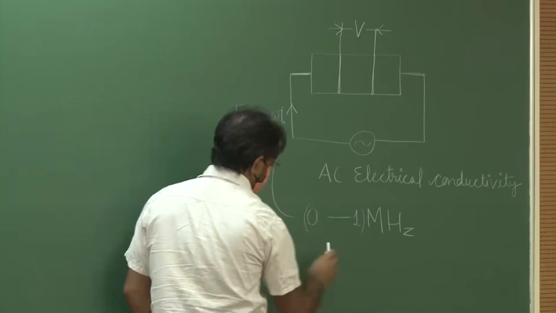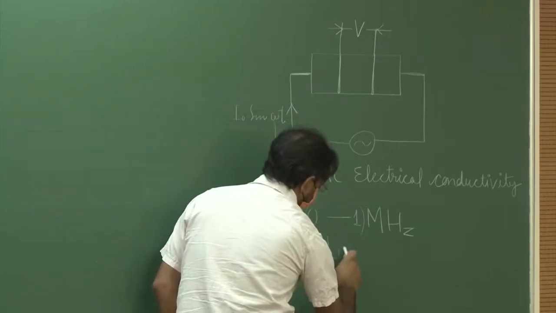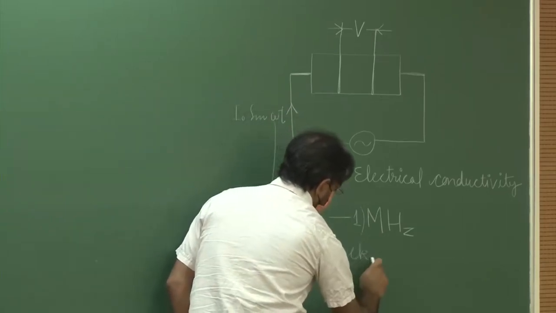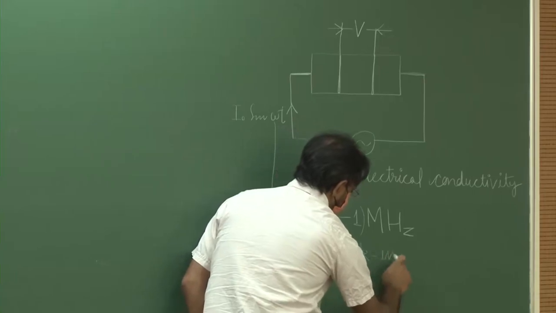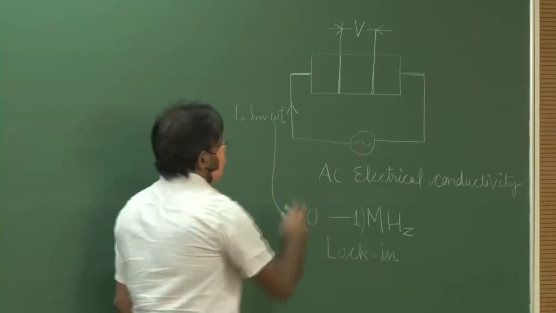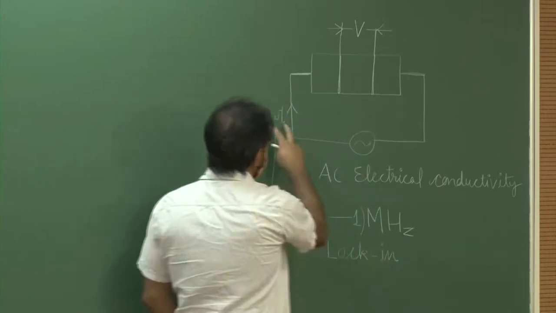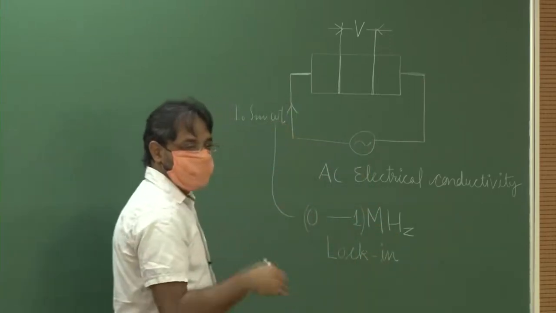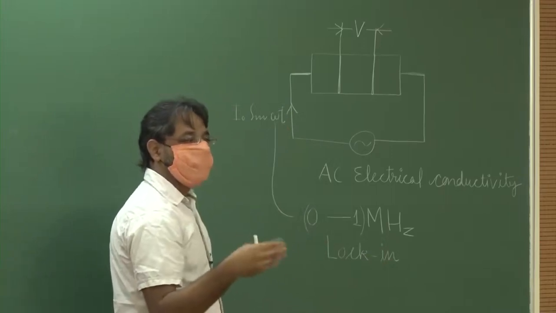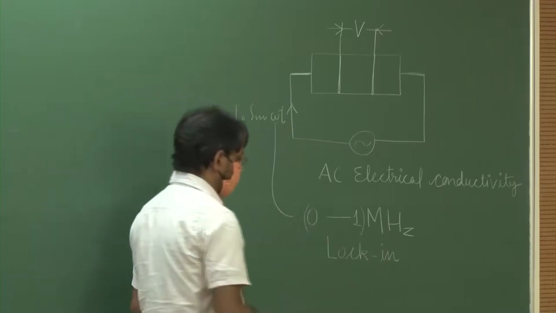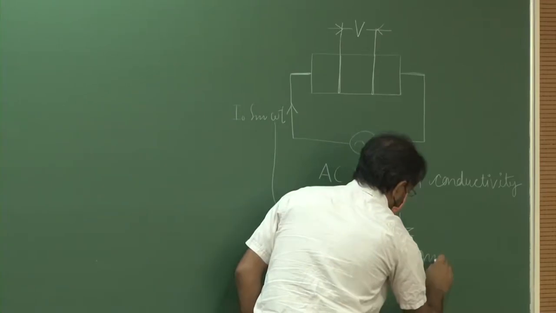And typically, you use a lock-in amplifier for such a measurement. And the advantage of lock-in amplifier is that, as the name suggests, it picks up a signal or it locks into the signal which corresponds to the frequency of your AC. So, it will reject all the AC noises that are there in your measurement. So, use lock-in amplifier.